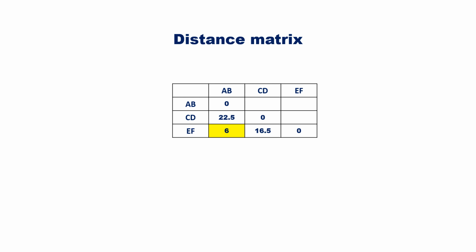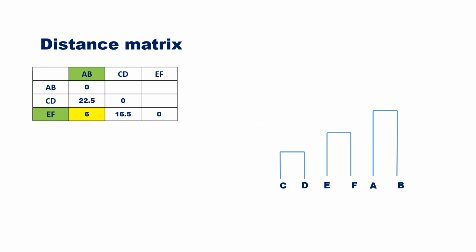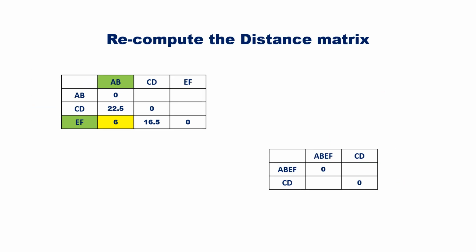The shortest distance we now observe is 6, which is the distance between AB and EF. Hence, merge the clusters AB and EF. Update the dendrogram to represent the new cluster. Update the distance metrics by merging the rows and columns for AB and EF.